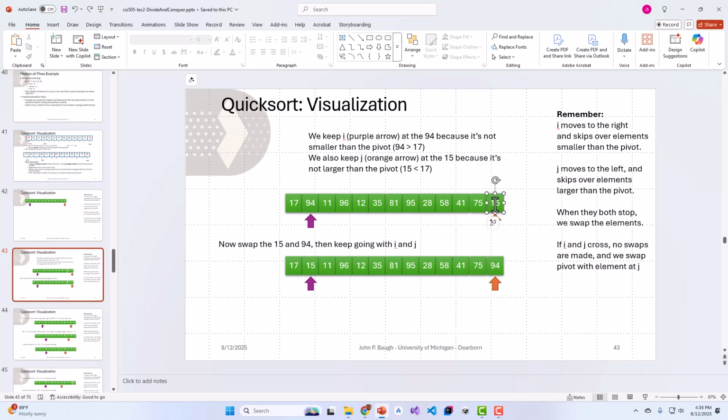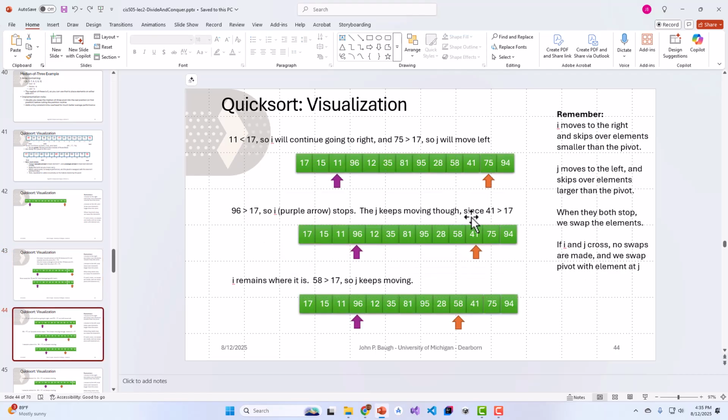So we keep it, our pivot 17, remember. So we just keep them both here. Now what do we do? We swap the 15 and the 94. The 94 goes to this side, the 15 goes to that side. Then we can keep going. The 75 is the next element. That is larger than the pivot, so it skips over it. And the 11 is smaller than the pivot, so it skips over that. So I increments again to 96. 96 is not smaller than the pivot, so we stop at 96.